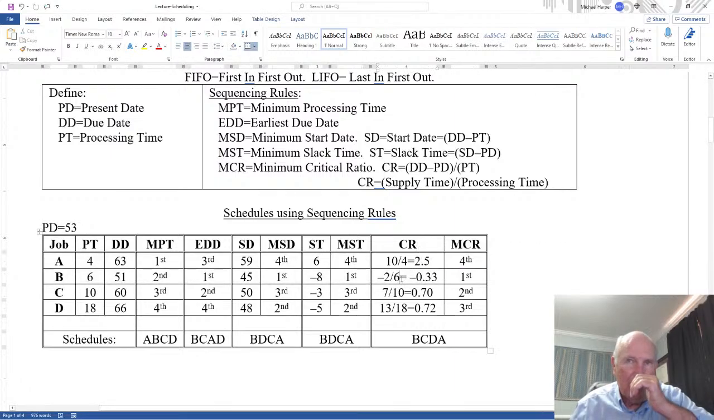So here, you schedule at the minimum critical ratio. The minus is the first one. The next highest is C, then D, and then A. So it's B, C, D, and then A.